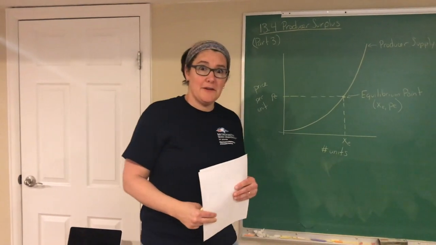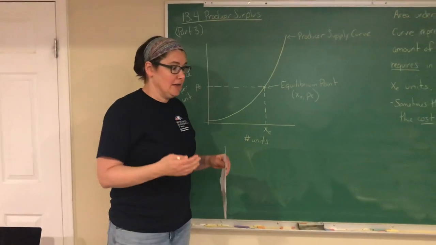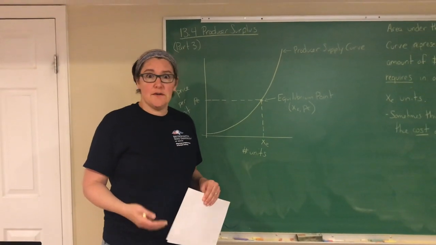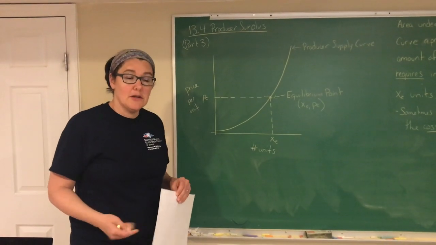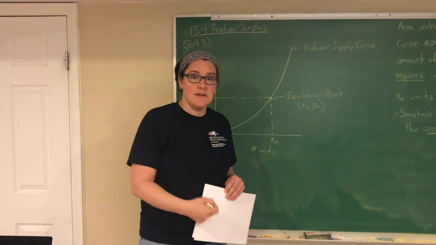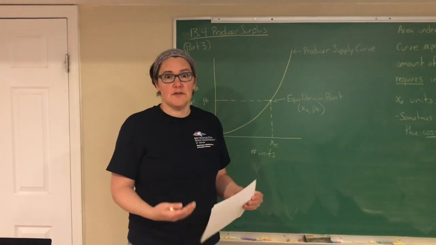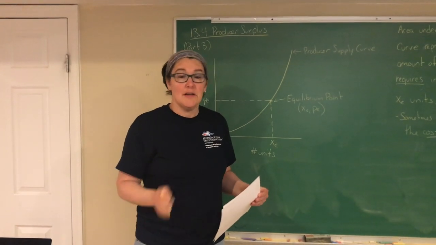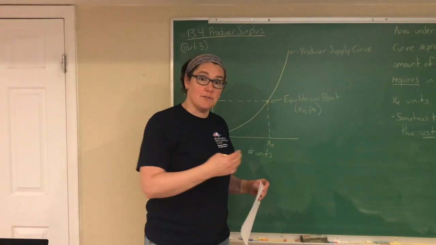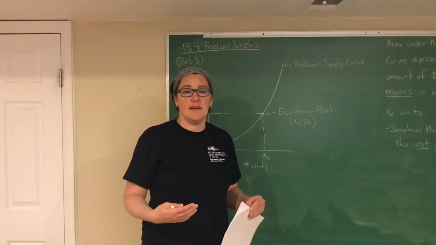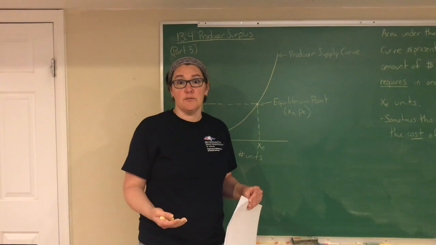So in this part of our video, we're going to talk about the producer surplus, which is the last piece to the puzzle. We've talked about the consumer demand curve, the producer supply curve, the equilibrium point between them where supply meets demand. We've talked about consumer surplus, which is the amount of money that the consumer feels that they have saved in the purchase of the number of units that they've purchased. So in this part, we want to talk about the producer surplus, which is the amount of money that the producer feels they are saving or gaining from producing X number of units at a certain price.